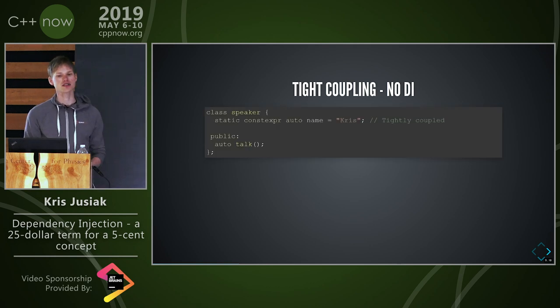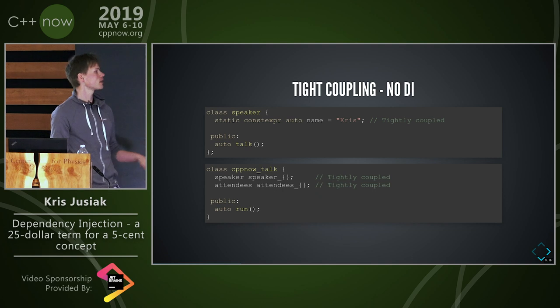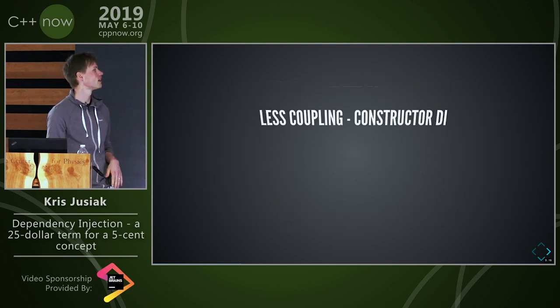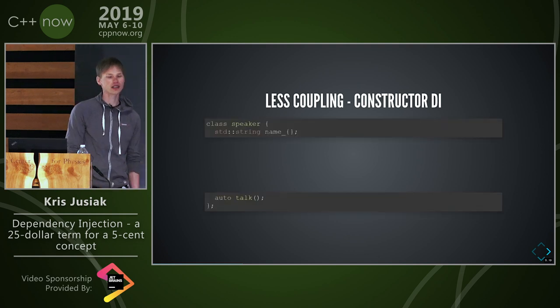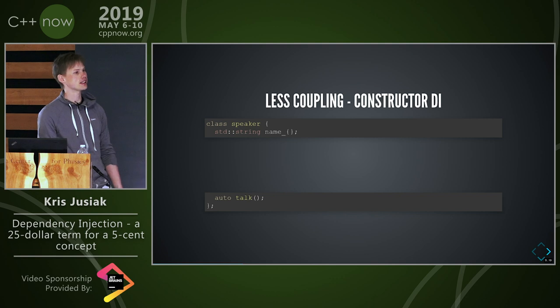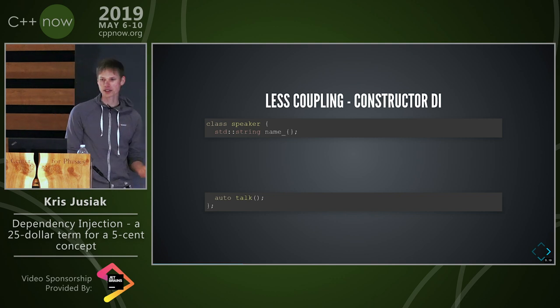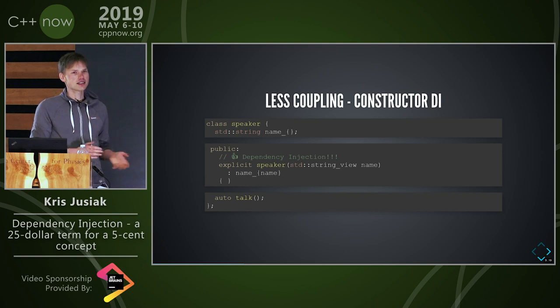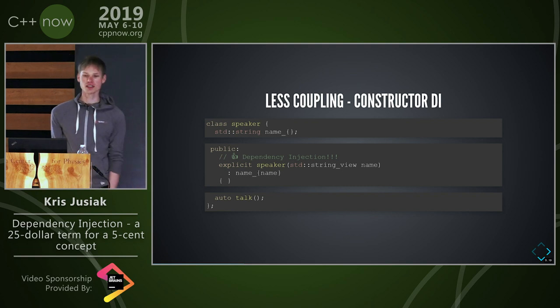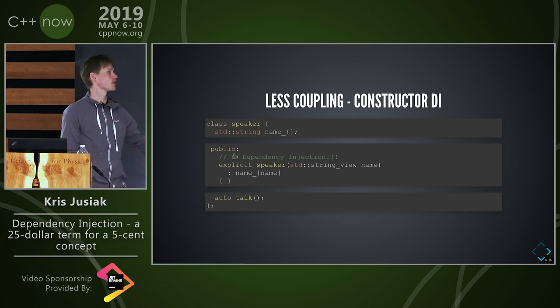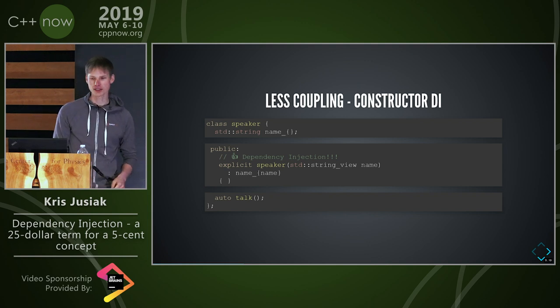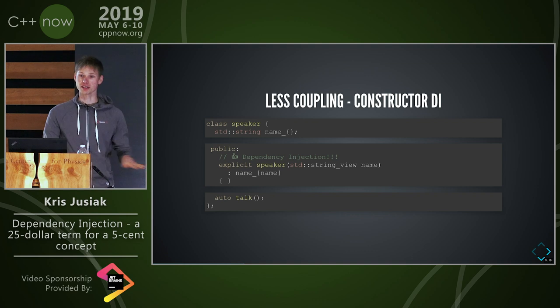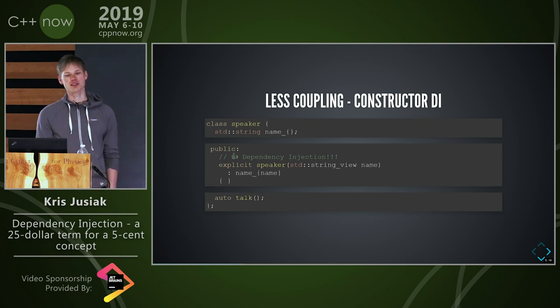We have this tightly coupled, no DI, CEP now talk. That's not perfect. How can we introduce a better design? Let's start from a simple one: the name. Let's decouple the name. Instead of having it coupled to Kris, let's add a constructor. Yeah, the DI for you, in all its glory. Very simple. We have speaker, which takes the name as a parameter. Very simple approach, but it changes everything. It's actually a very powerful concept.